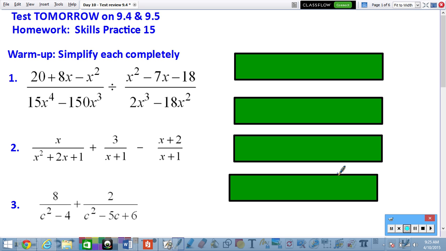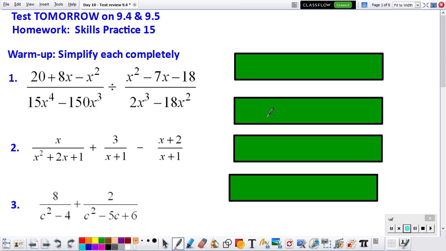Okay, so this is going to be a video reviewing for the test tomorrow on 9.4 and 9.5, which covers operations on rational expressions, addition, subtraction, multiplication, division, including complex fractions. So I'm going to scroll down in a second.